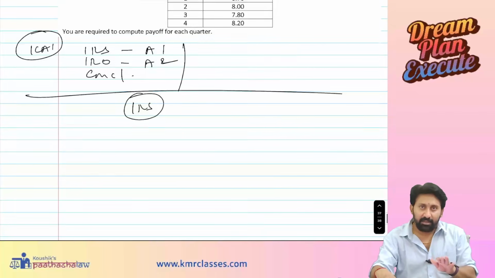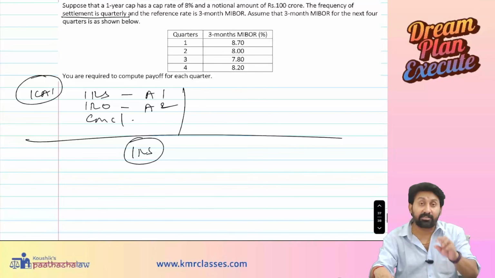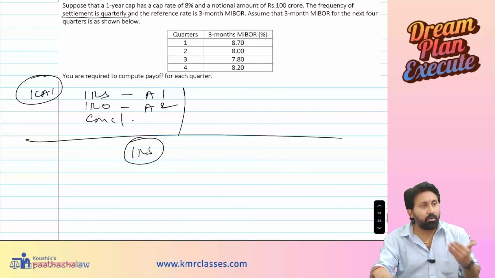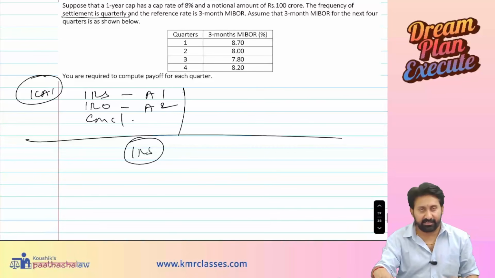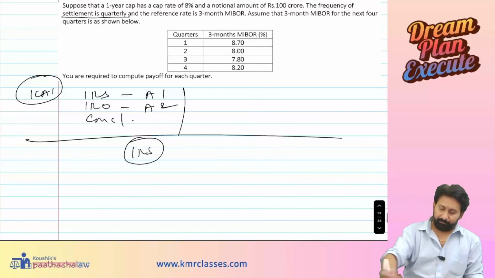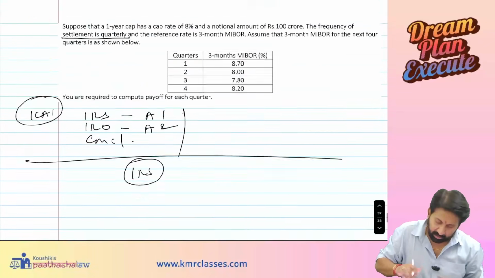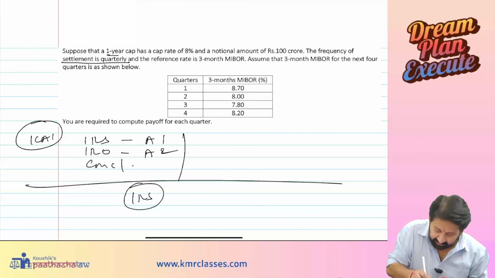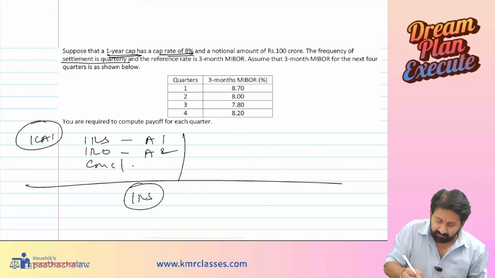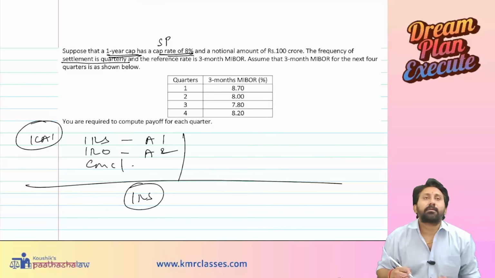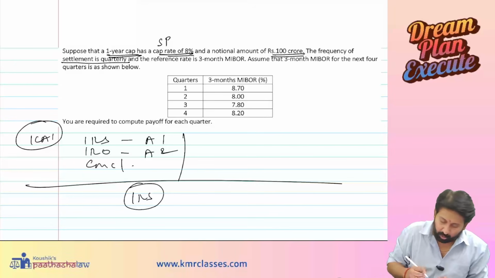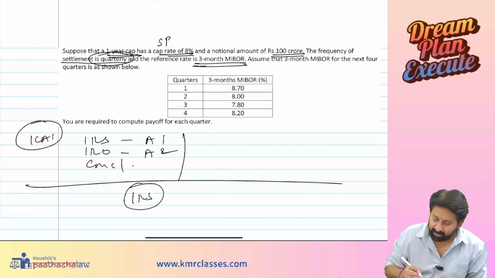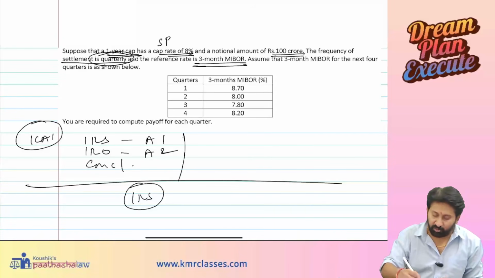But still, if you do not find clarity in the discussion, because I will go faster, like in interest rate swap, how can I discuss in options? So I will conclude only. I will not go into any analysis. Okay, well, let us begin. See, there are 2 parties. First of all, there is a 1-year cap rate of 8, the cap rate, that is the strike price, notional principal 100 crore, frequency is quarterly, 3 months MIBOR is the reference rate. Assume that 3 months MIBOR for the next 4 quarters are like this.